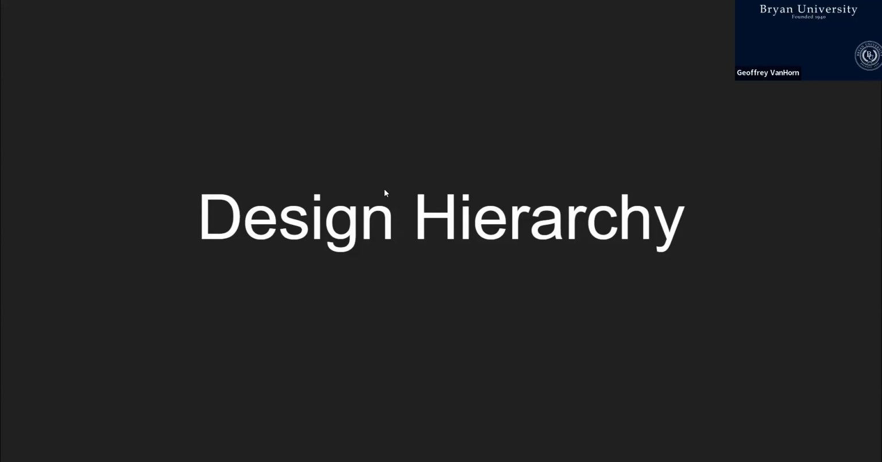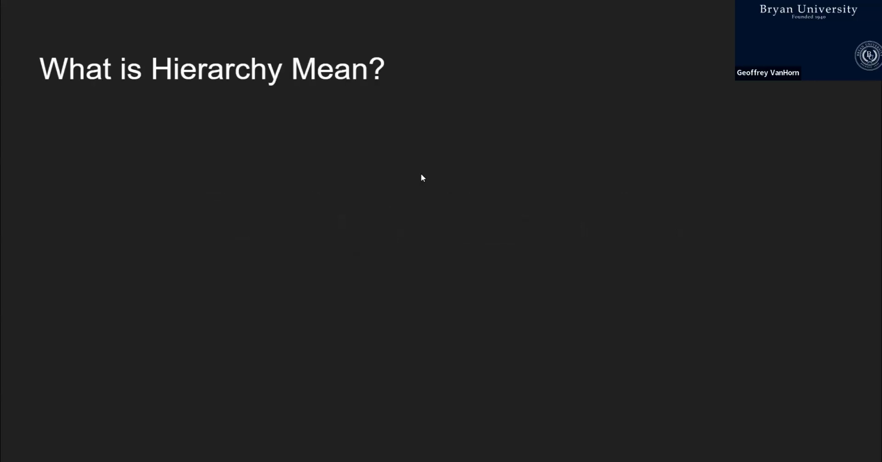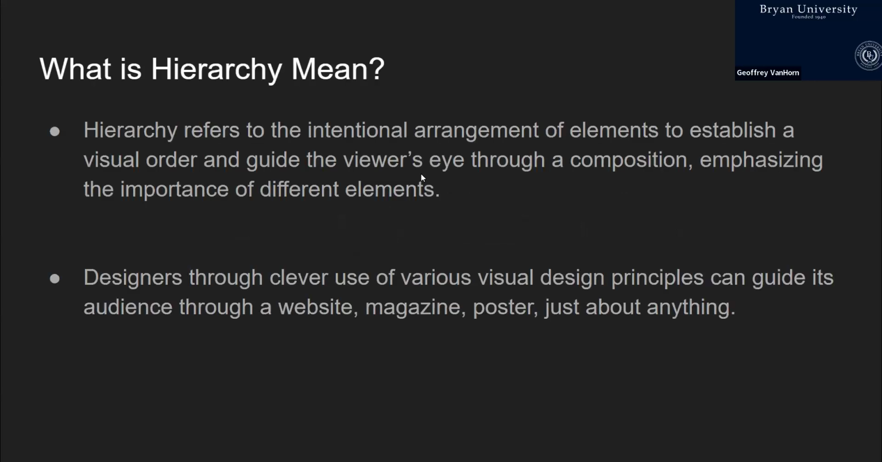This one we're going to focus on design hierarchy. So what does that mean? Hierarchy refers to the intentional arrangement of elements to establish a visual order and guide the viewer's eye through a composition, emphasizing the importance of different elements. Designers will cleverly use various visual design principles and can guide its audience through a website, magazine, poster, just about anything. So that's kind of your official definition.